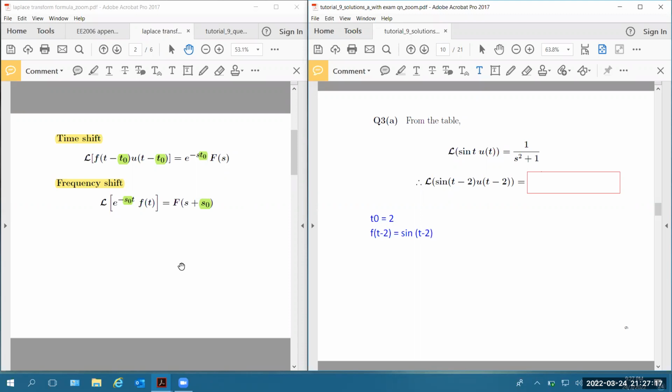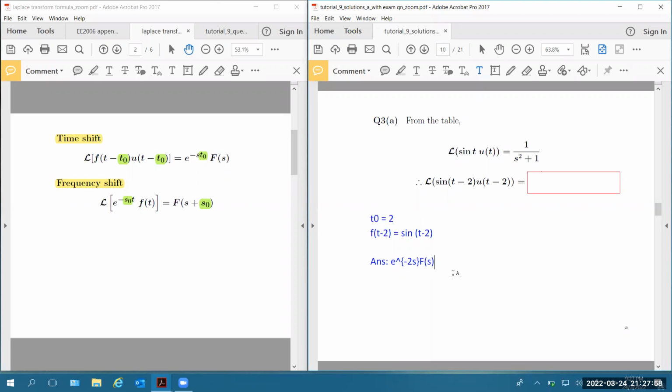Okay or not? So now, our answer. This is like my draft outside. So my answer, according to time shift, I know this is the answer. It's e to the power of minus s times t naught, and t naught is 2, so that means e to the power minus 2s, times F(s). So we need to know what is F(s).